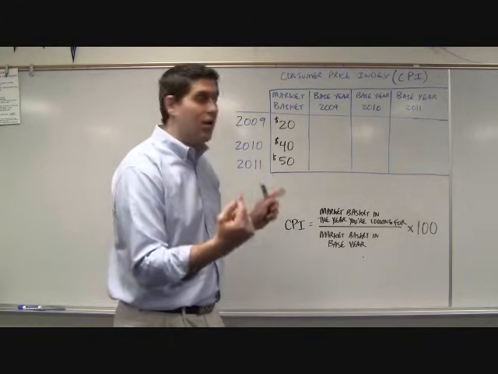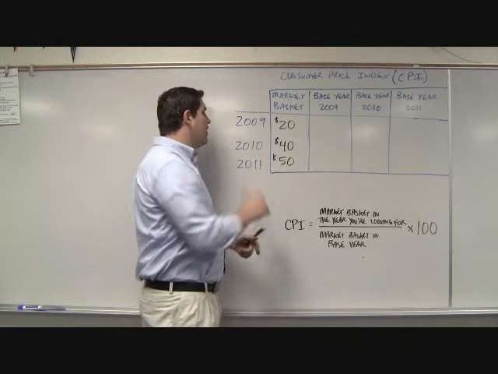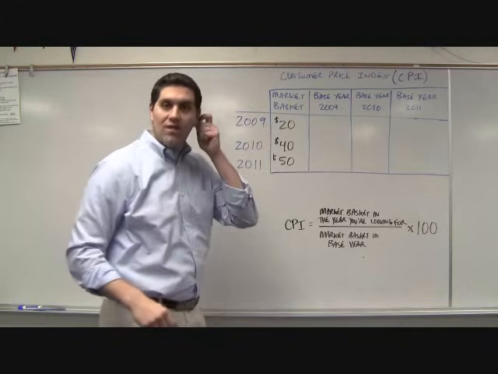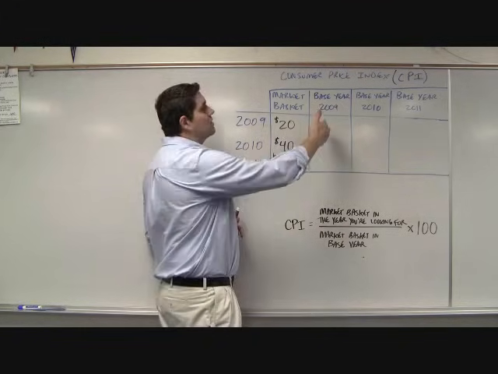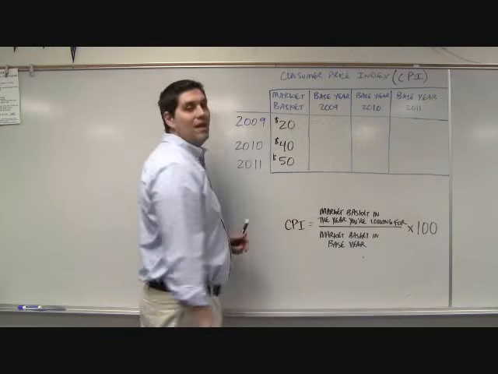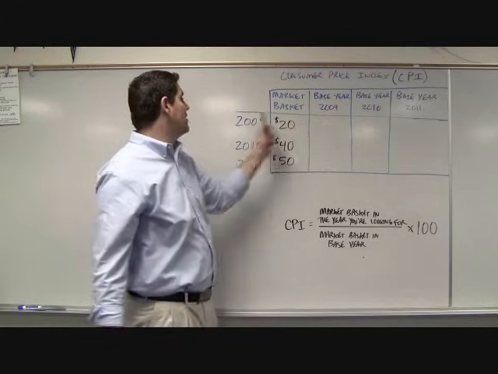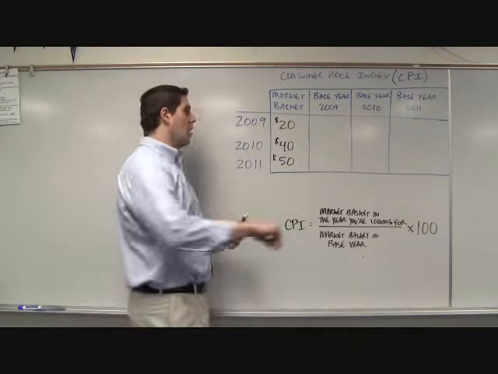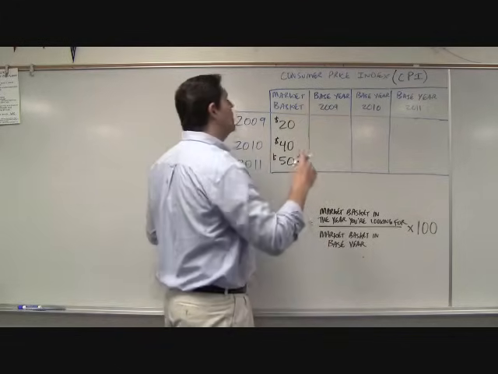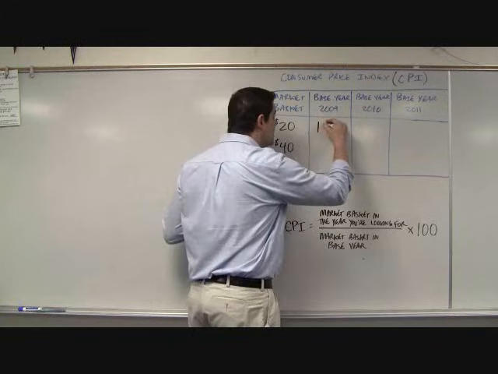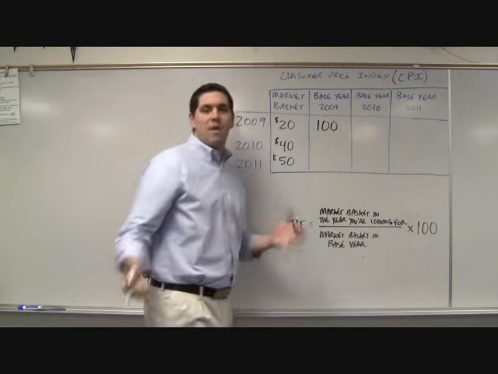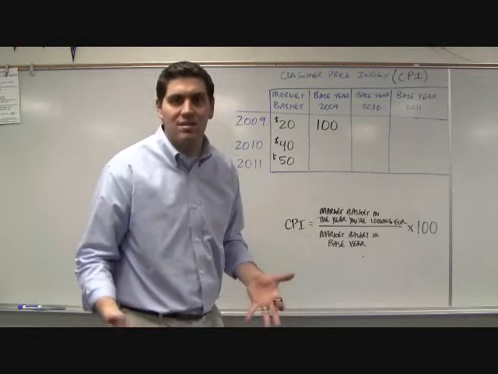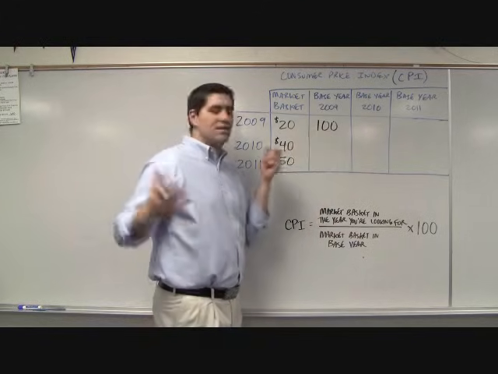Let's use that right now. Here we go. I've got 3 different years, 2009, 2010, 2011. What I want to do is calculate the CPI for different base years. In this case, I'm going to do 2009 being the base year, and then later on I'll do 2010, 2011. So here we go. Base year 2009, here's the rule. When you see 100, it means that's the base year. Same prices as the base year. 100 means this is the base year.